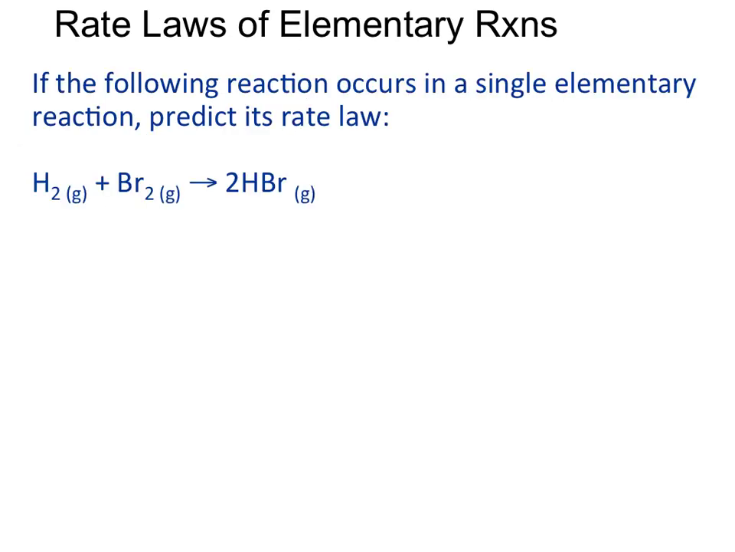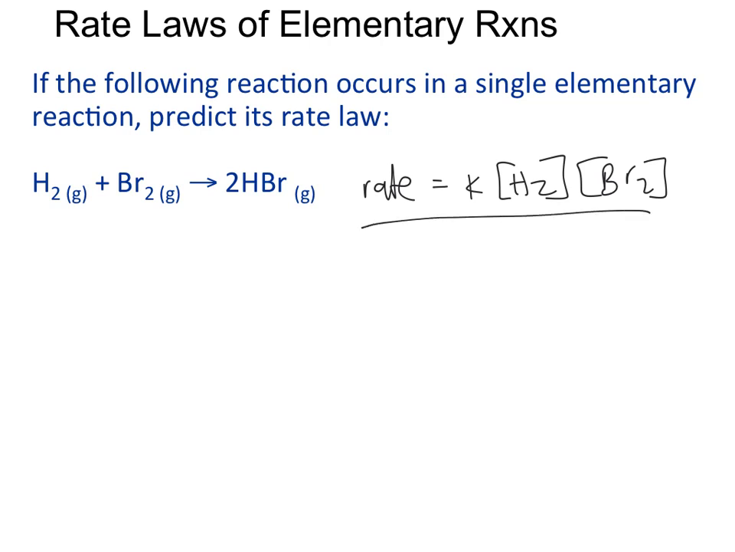Okay, so they've asked us here to look at the reaction below. They tell us the following reaction occurs in a single elementary reaction and to predict its rate law. So basically they're telling us this is an elementary reaction here and to write the rate law for it. Basically what we would do here is we would write rate equals k, which is obviously going to be multiplied by the concentrations of H2 and Br2. This is a second order reaction based on this elementary reaction step here. Now, this is the proposed reaction rate law.